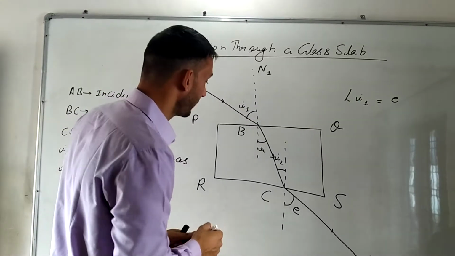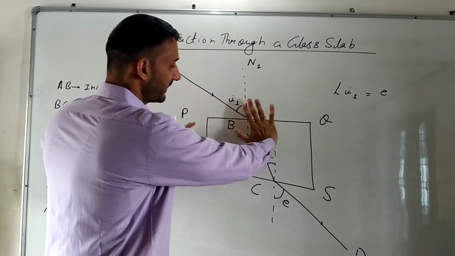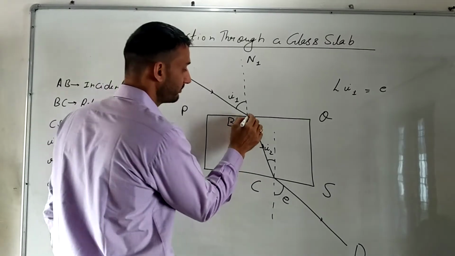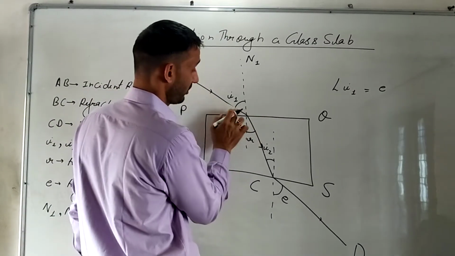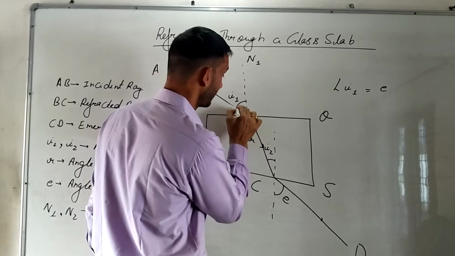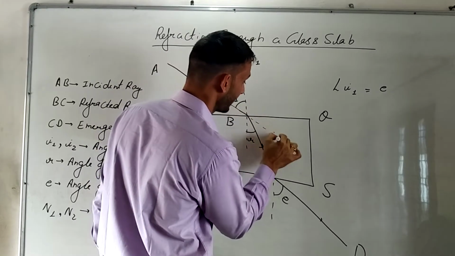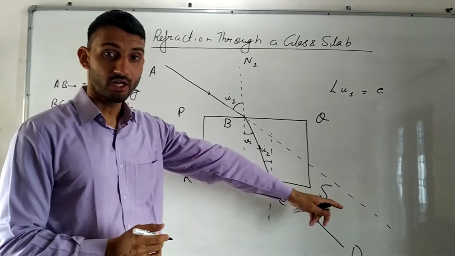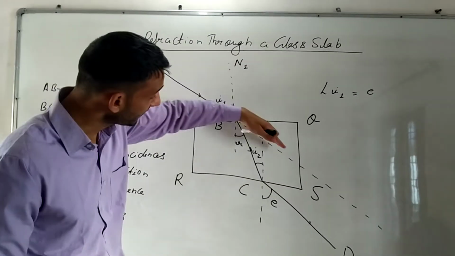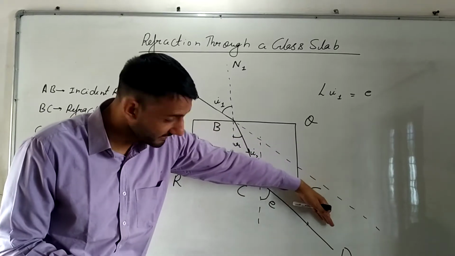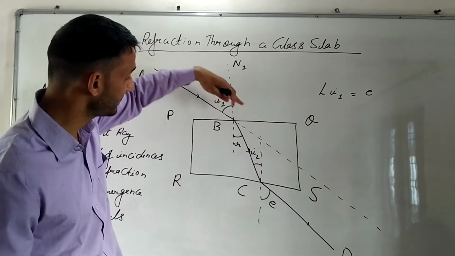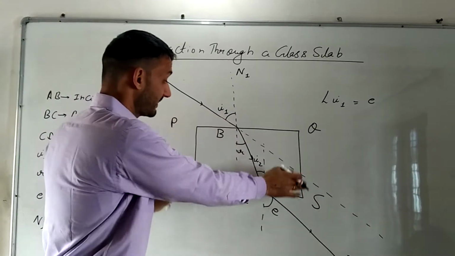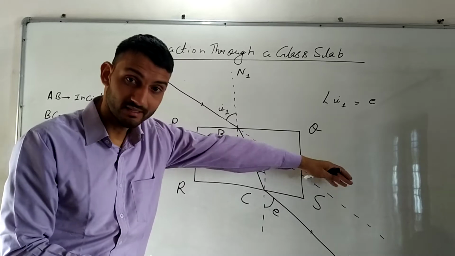Alright. One more thing: if there was no glass slab, how would the light move? Obviously, the light would not bend anymore because there is no glass slab. So no glass slab means the light will go like this. This will be the actual path of the light ray. Now, from the actual path of the light ray, we will see how much the light has been displaced because of the glass slab.